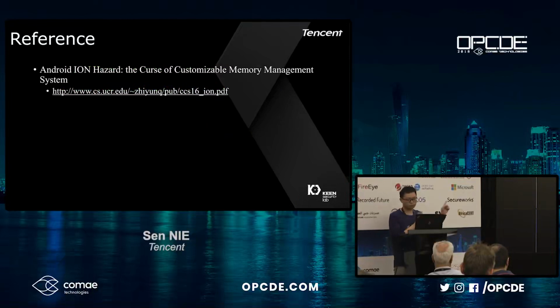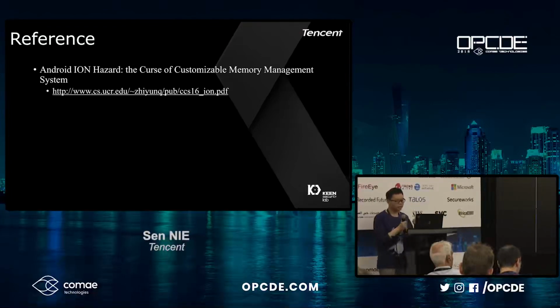And here in the end, I should give special thanks to this paper. When I dug into the Tegra platform, we read this paper, Android ION Hazard, which was published at the CCS conference in the year 2016. As I said, NVMap is very similar to the Android ION mechanism, so this bug pattern in ION can also be used in the NVMap module. So I borrowed some ideas from this paper, and I like it very much. You can have a look.